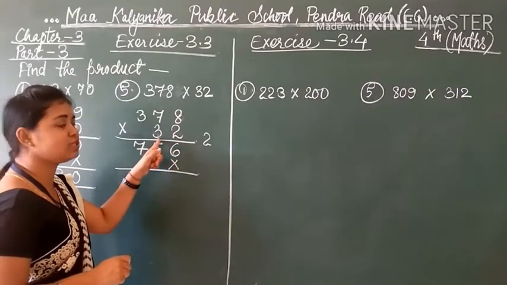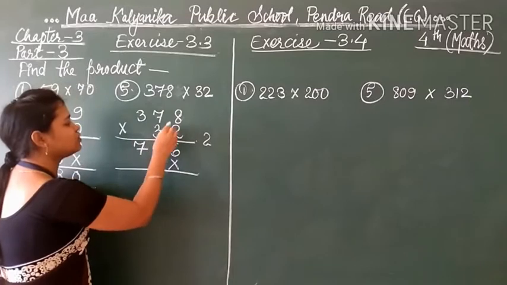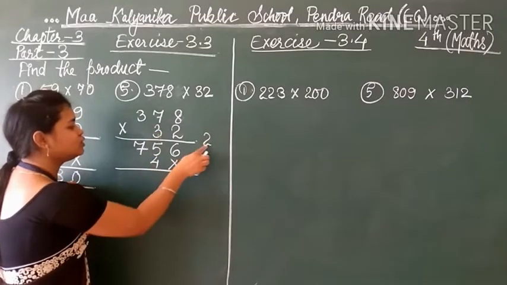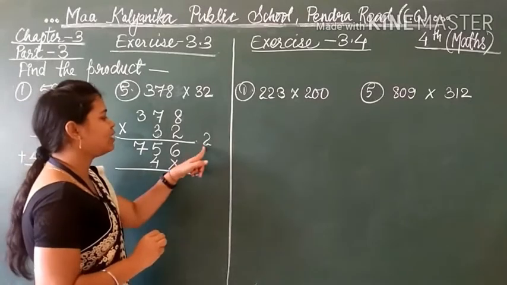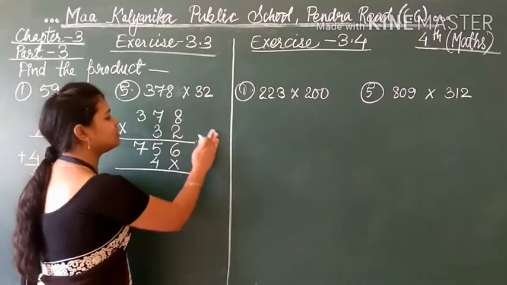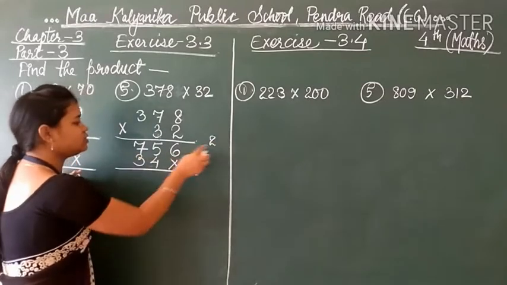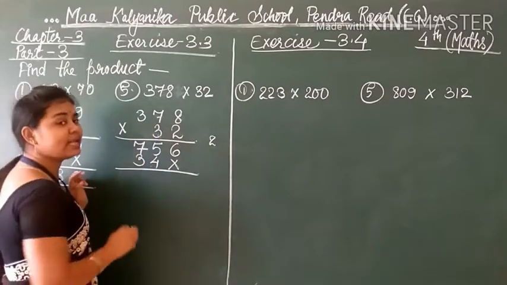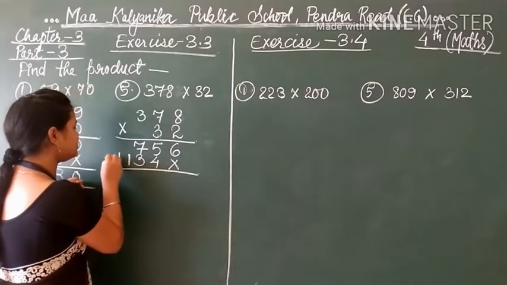For this also you will be confused, so I am writing down outside. So now 3 eights are 24, 2 and 4 here. Now 3 sevens are 21. 21 plus 2, 22, 23. 23. Again 2 carry. Then 3 threes are 9. 9 plus 2, 11. So we will write 11 here.